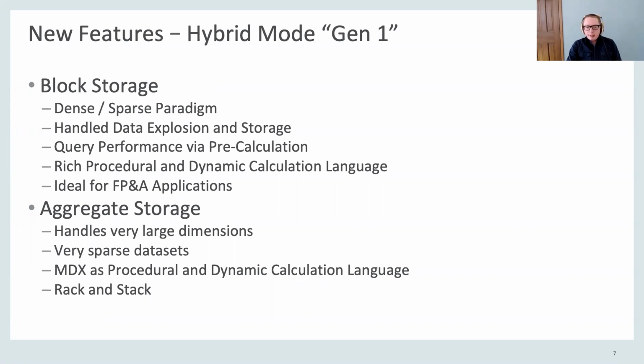But then in 2005, mid 2000s anyway, somewhere, aggregate storage came along. And aggregate storage was just an alternate storage and query processing kernel for Essbase. And it was designed to handle even larger dimensions than block storage could handle, and very sparse data sets very quickly. And it uses MDX as its procedural dynamic calculation language. That's a somewhat industry standard language.